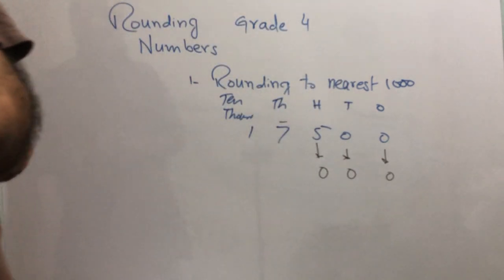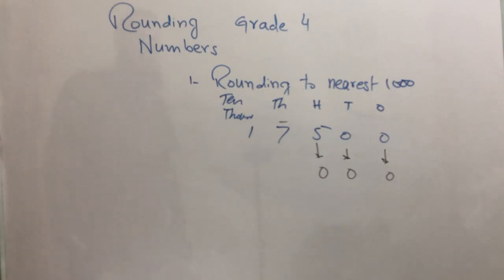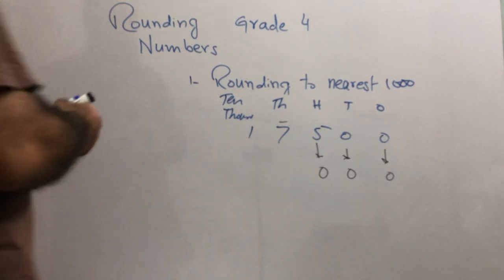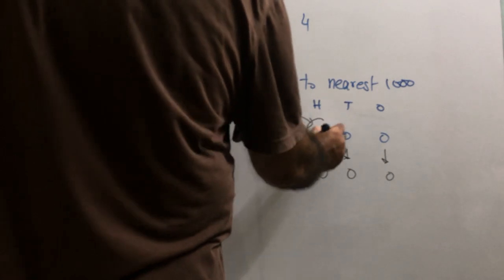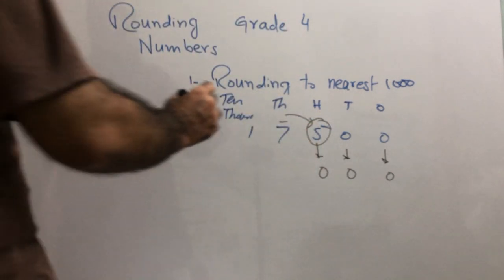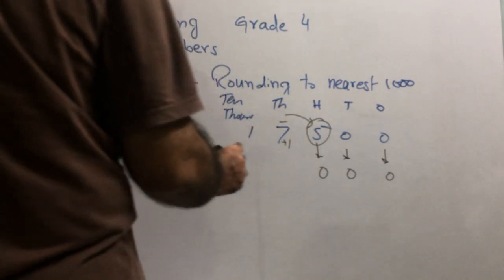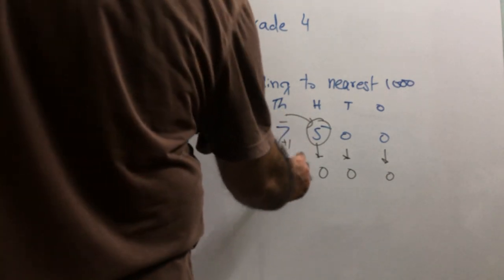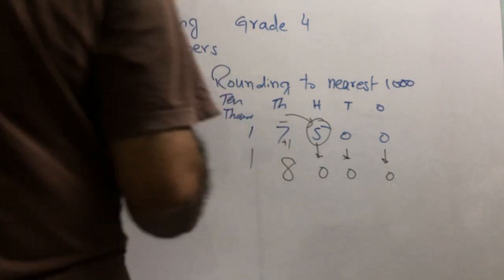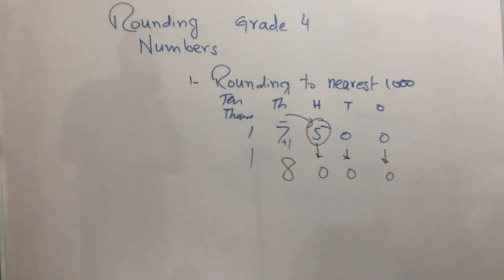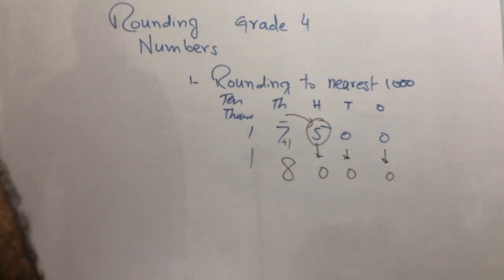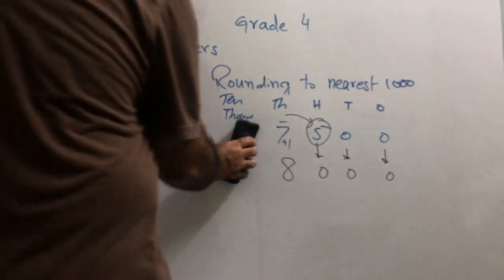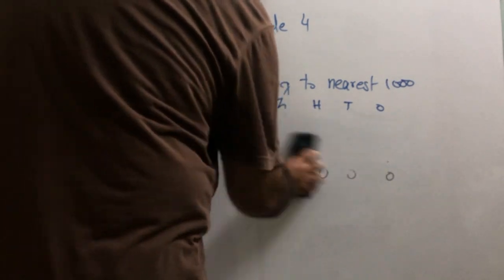The second action is that we look at the immediate neighbor on the right side of the 1000 place, which is this one. If this number is equal to 5 or greater than 5, then we add 1 to the 1000 place: 7 plus 1, 8. 18000 is the answer for this question. The original number was 17500 and we opted for rounding to nearest 1000. So we followed the rules and we got the answer 18,000.